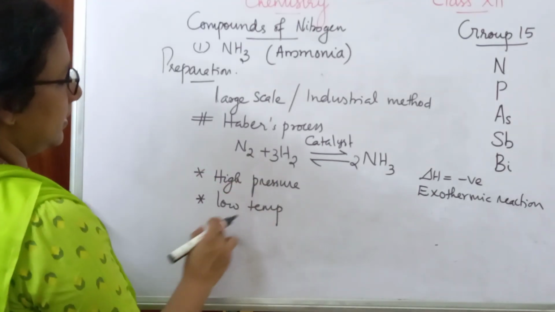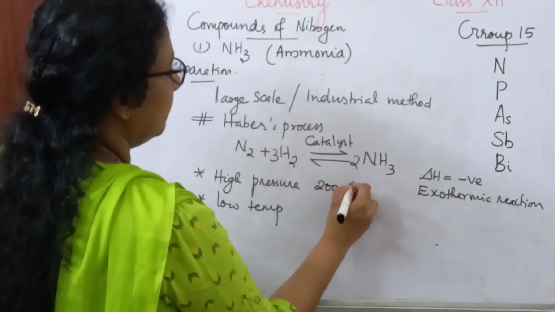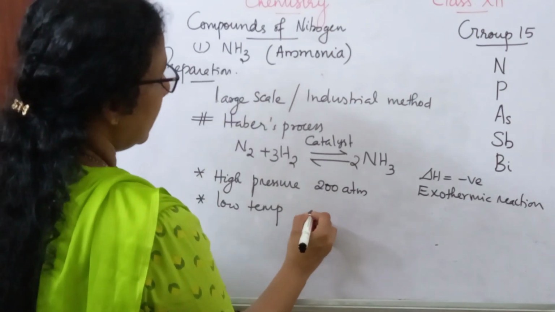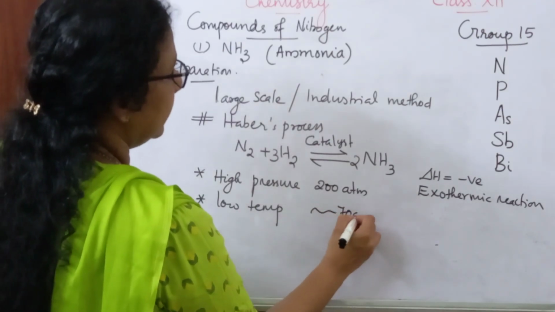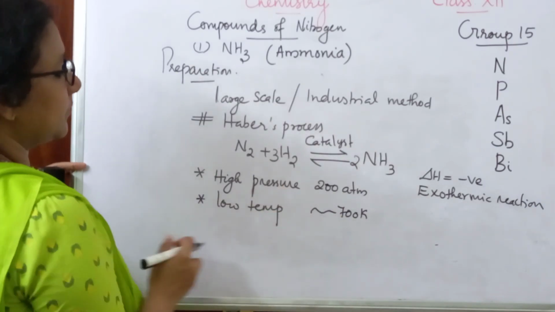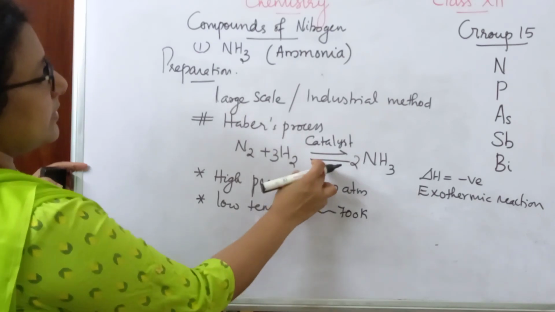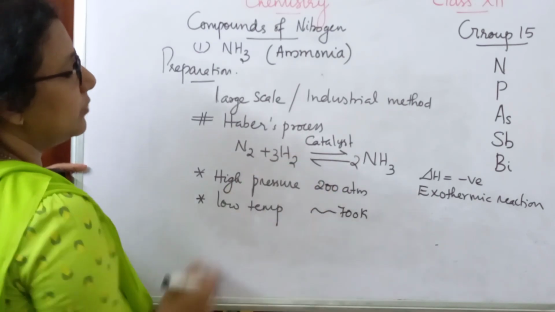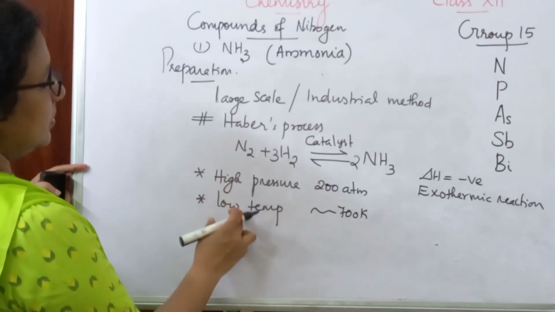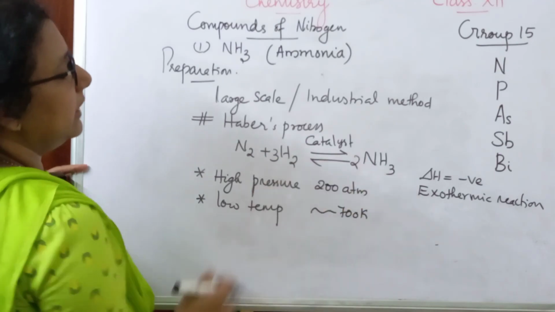So high pressure, like 200 atmosphere, is needed. Low temperature means approximately 700 Kelvin. So these are the conditions needed for the preparation of ammonia. Since it's a reversible reaction, we need to apply Le Chatelier's principle, and these are the two conditions needed for the maximum yield of ammonia.